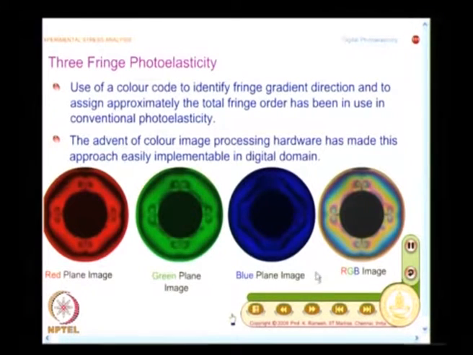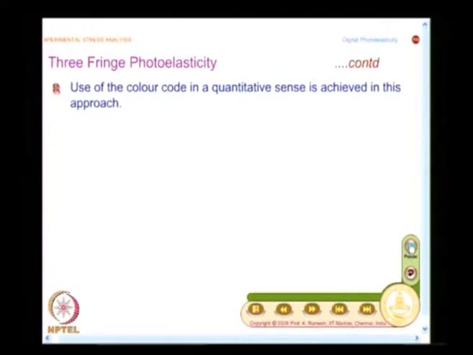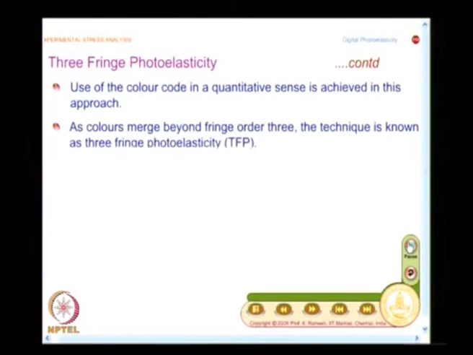And what is the methodology? The methodology is as follows. So, you aim at use of the color code in a quantitative sense, that is the focus. We have looked at color code more from identifying the fringe gradient direction. With the digital hardware, it is possible to get the fringe orders in a quantitative manner with the color code.